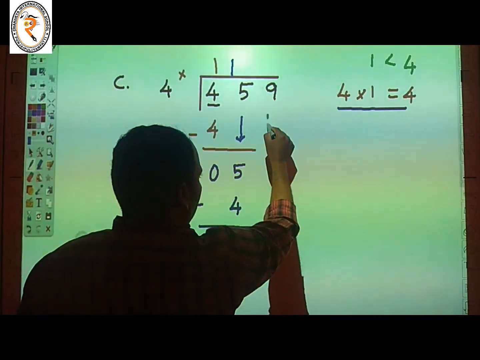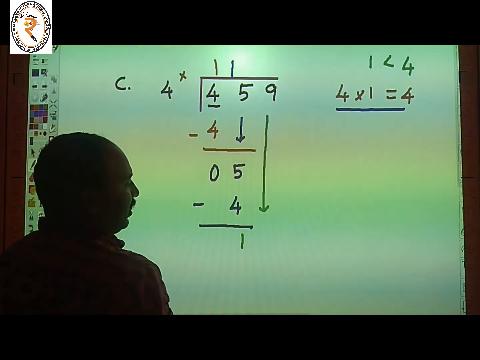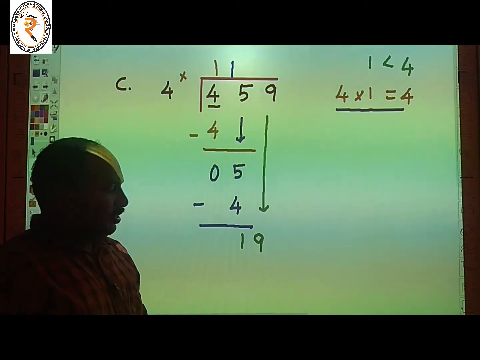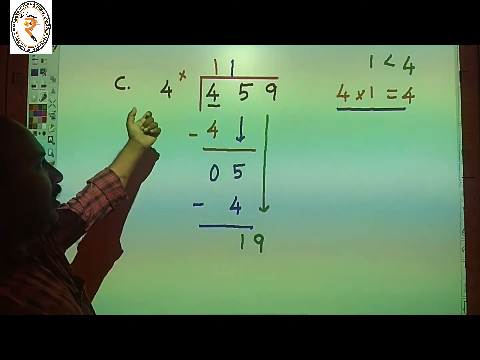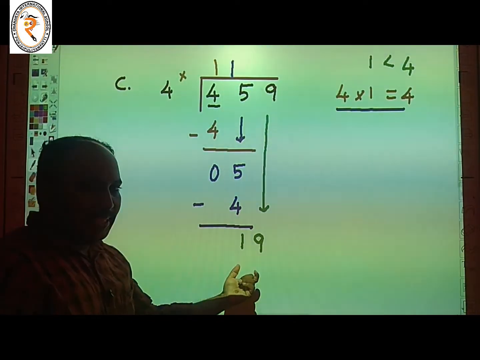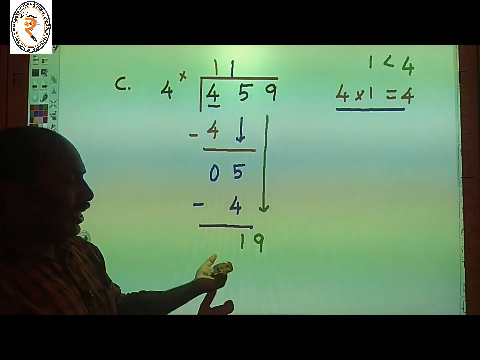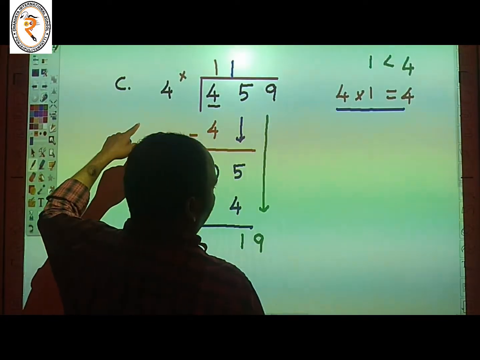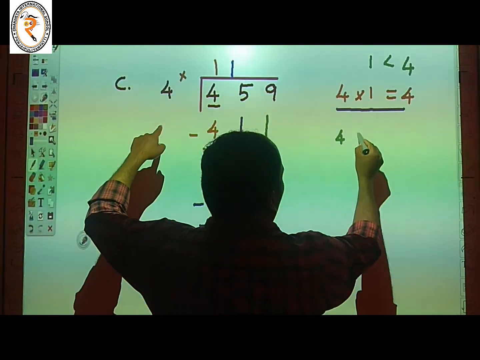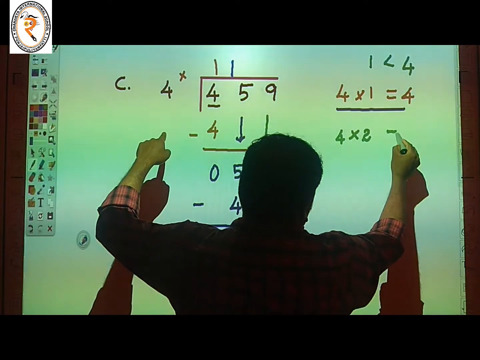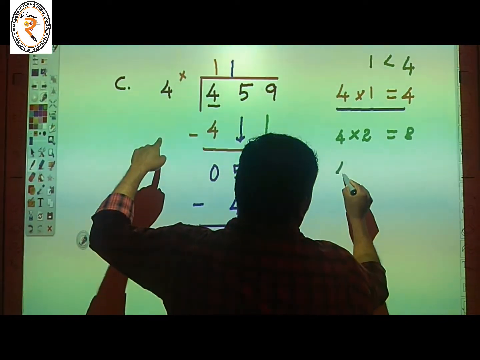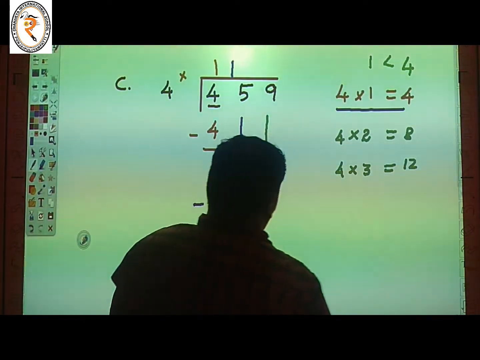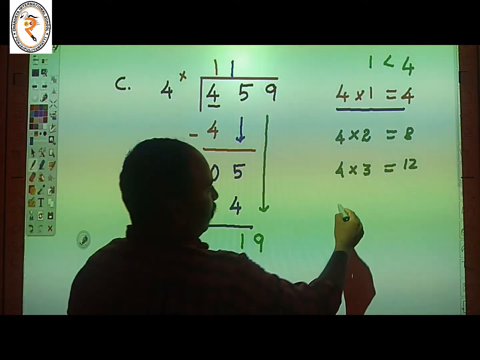So we go to the ones place. The ones place has 9, so bring down the number 9. This changes to 19. So we go to the divisor. 19 divided by 4. 4 into 1 is equal to 4. 4 2s are 8. 4 3s are 12.